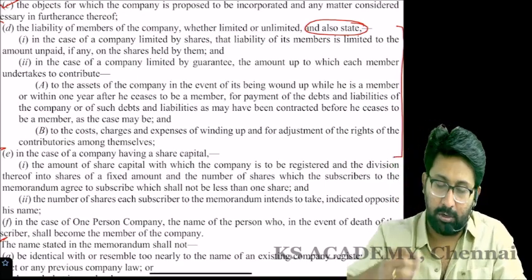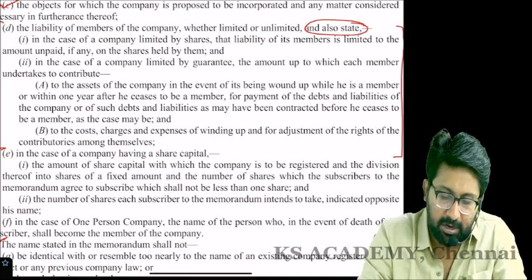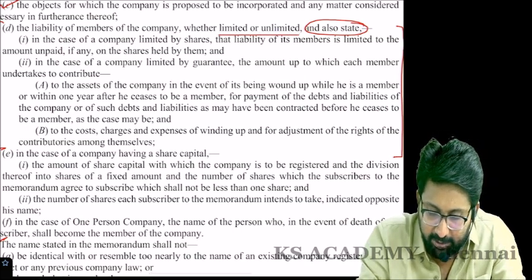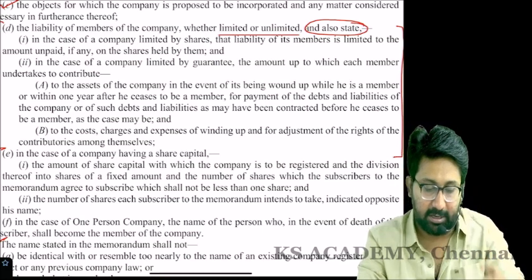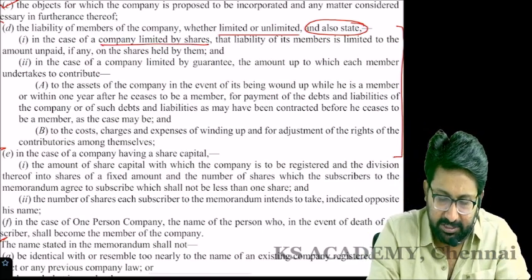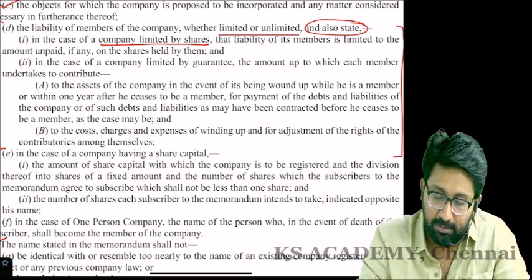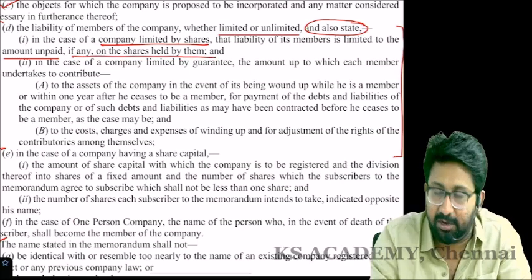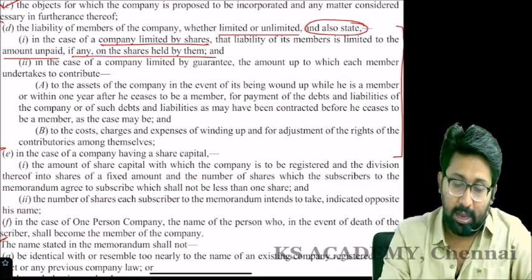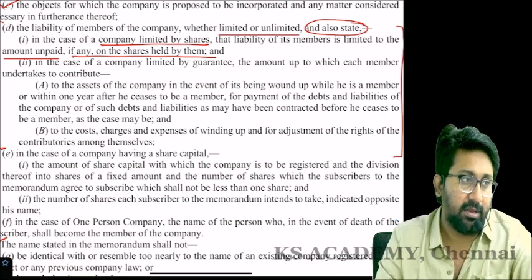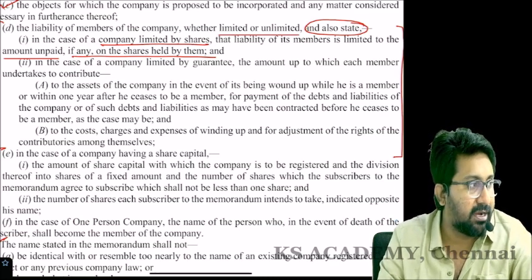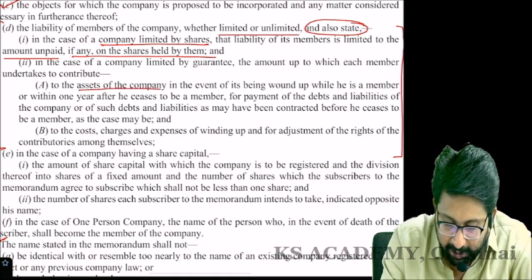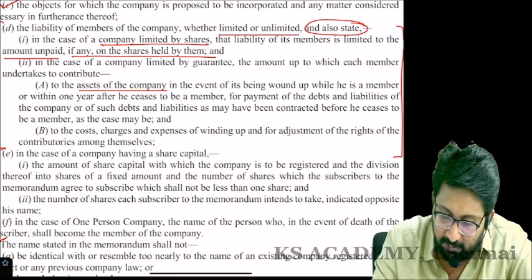Completed? Now tell me, in the liability clause of the memorandum, what will I mention? Liability of the members, whether limited or unlimited, and shall also state, in case of a company limited by shares, you should tell them very clearly that liability of its members is limited to the amount unpaid, if any, on the shares held by them. Next, in case of a company limited by guarantee, the amount up to which each member undertakes to contribute to the assets of the company in the event of being wound up.